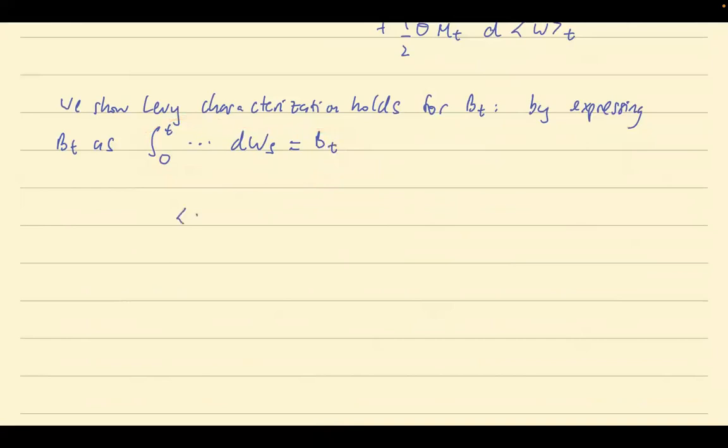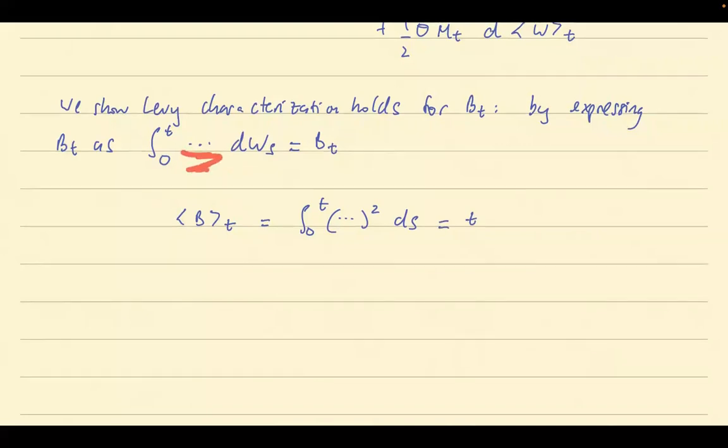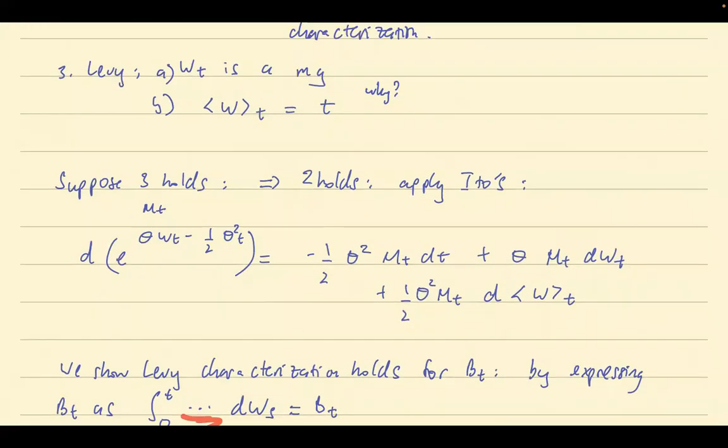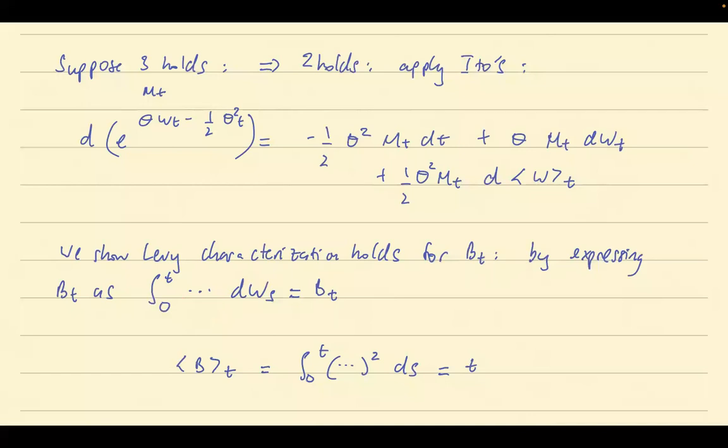The second part is if you look at the quadratic variation of an Ito integral, remember what it is. It's going to be just whatever this is, squared, ds. So this form also allows us to look at the quadratic variation, and hopefully somehow this comes out to be T. If we can work out whatever that is, then we can check Levy characterization on BT. Okay, so far?